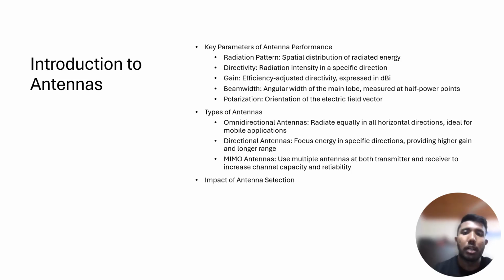These antennas use multiple elements at both transmitter and receiver to exploit multipath propagation. Rather than fighting multipath as a problem, MIMO leverages it to create multiple spatial channels, dramatically increasing capacity without additional bandwidth. This technology is fundamental to modern Wi-Fi systems. The selection of appropriate antennas significantly impacts system performance, determining coverage, capacity, and the reliability of the wireless networks. Let's move on to the next slide.